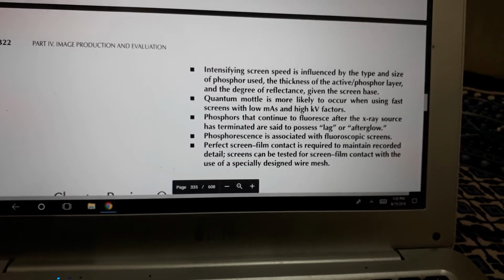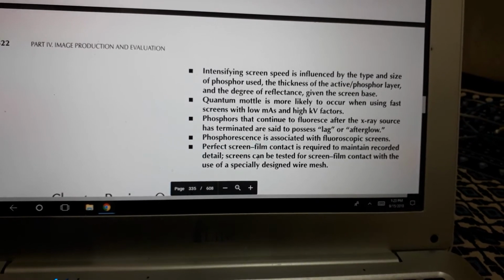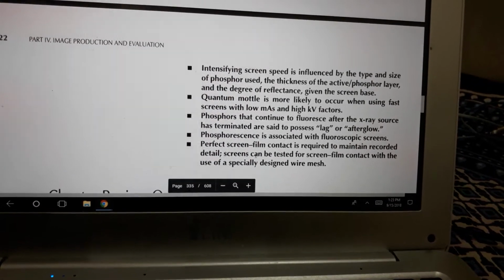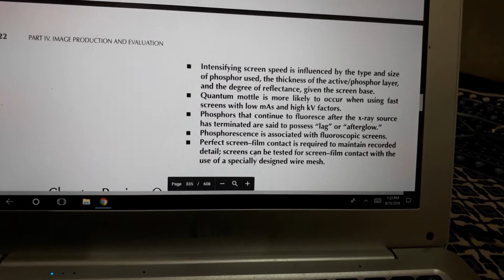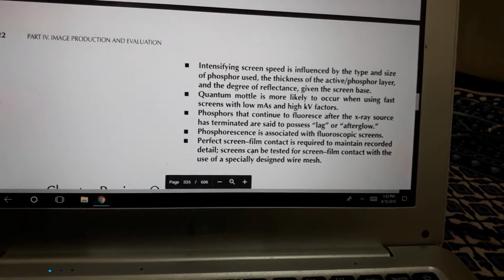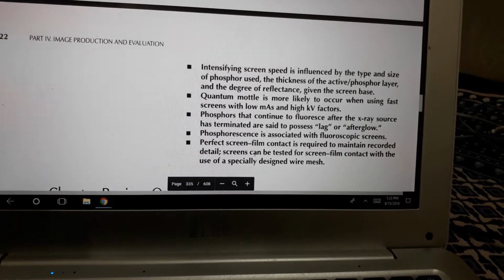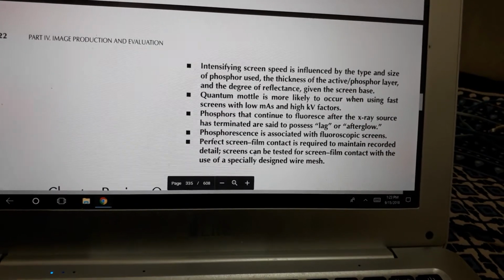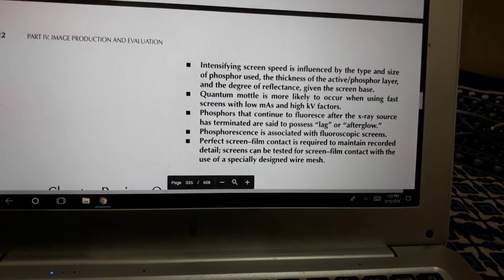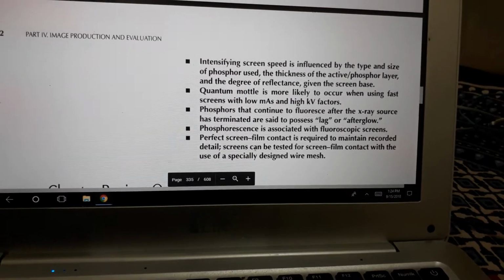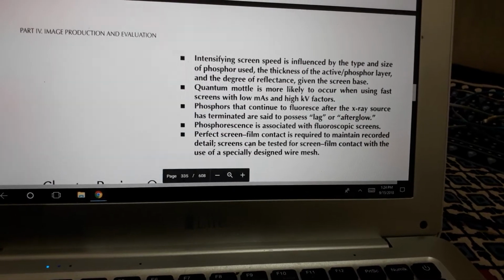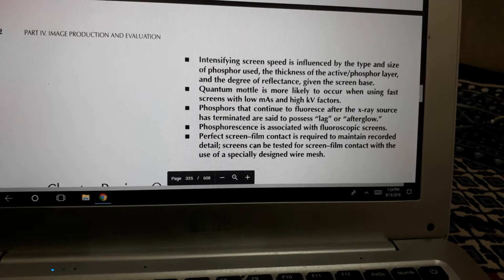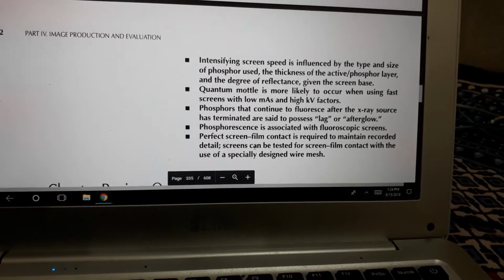Quantum mottle is more likely to occur when using a fast screen and low mAs and high kVp factors. Phosphors that continue to fluoresce after the X-ray source has terminated are said to exhibit a process called afterglow. This is associated with fluoroscopic screens. Perfect screen-film contact is required to maintain record detail.